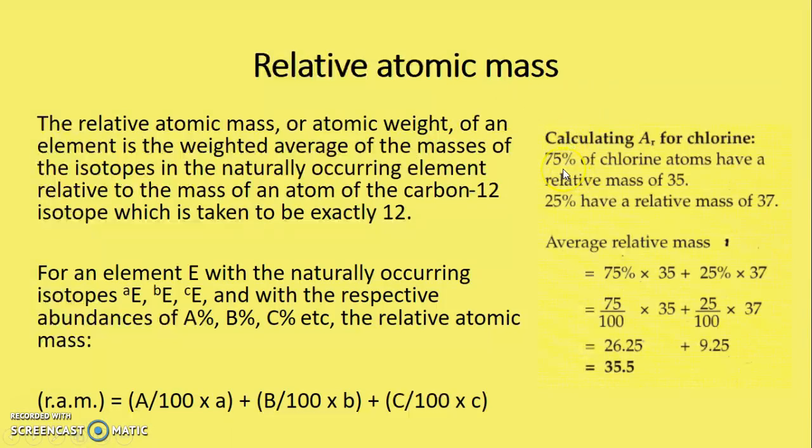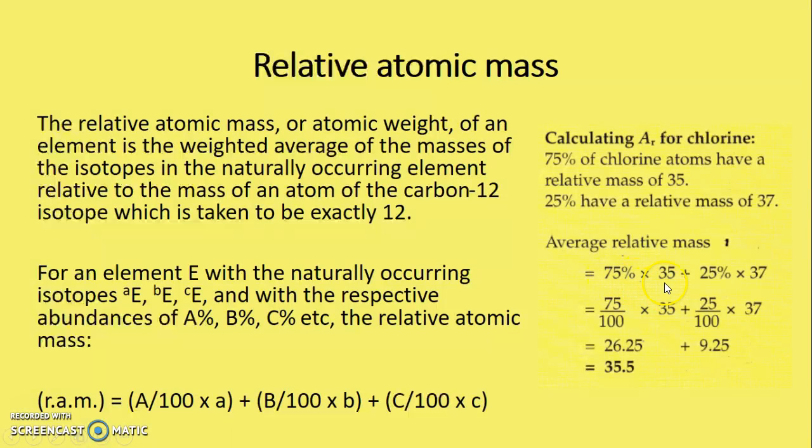So let's have a look here. We'll go back to chlorine rather than ducks. 75% of chlorine atoms have a relative mass of 35, protons plus neutrons. 25% are 37, right? So the calculation's really easy. It's 75% times 35 and 25% of 37, or 0.75 times 35 plus 0.25 times 37. Add them together and we get the relative atomic mass of 35.5.